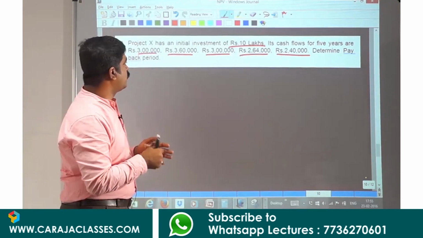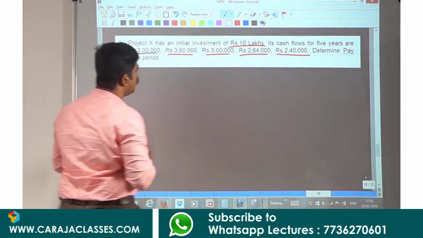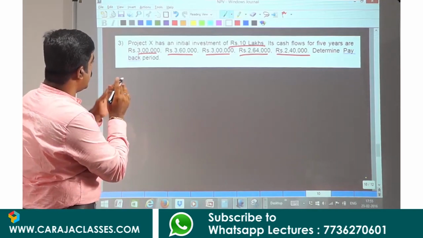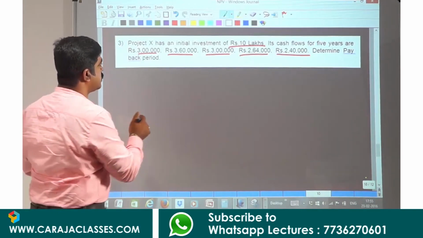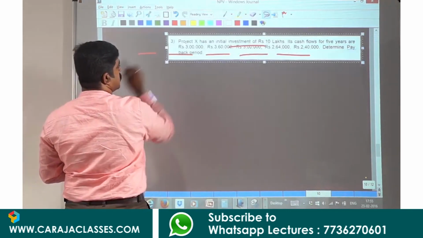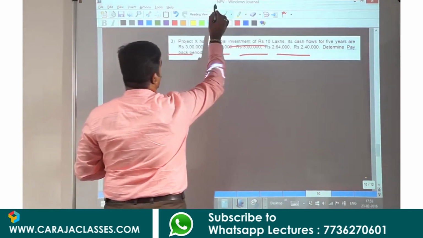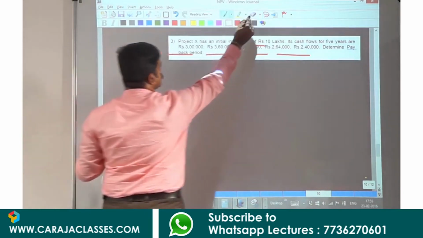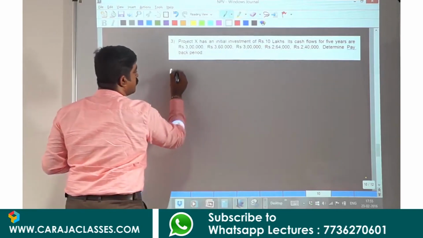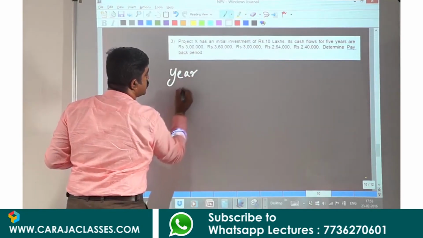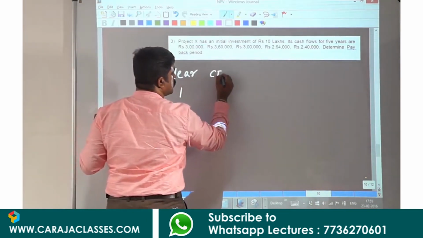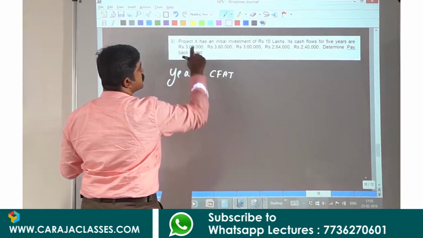In that case, we have to follow something known as cumulative cash flows. So what I'll do, I'll make use of this information. I'll prepare a small table and from that we'll see how it can go further. I'll prepare a small table where I'll start with year. Year 1, what was my cash flow after tax in year 1? It is 3 lakhs.